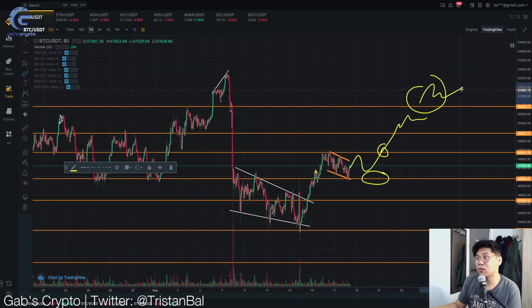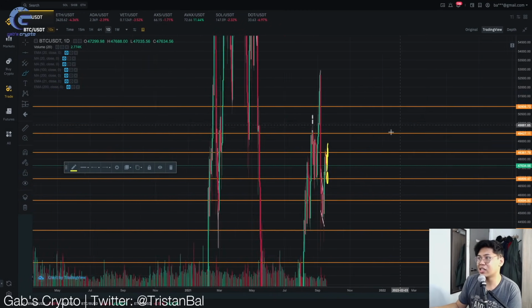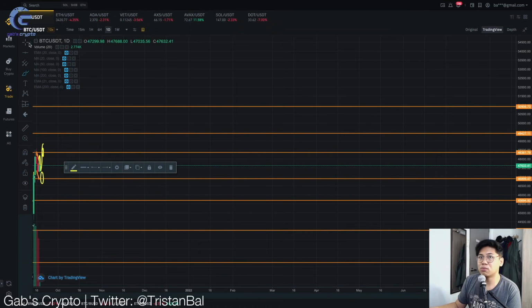Kailangan natin ng buy volume, remember, above the 50.9K in order to say na tuloy-tuloy tayo to the upside. And yeah, buy volume and of course, candle close. Specifically daily, mas maganda kung may daily candle close tayo above the 50.9K.